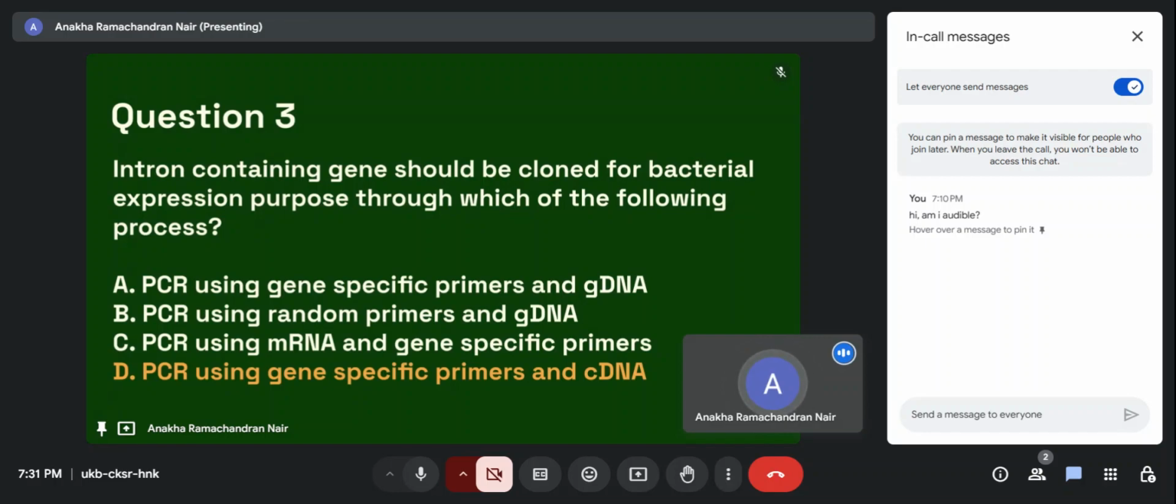mRNA cannot be used in PCR because it's RNA, and Taq polymerase will only function when you have a DNA template, right? So this is not the correct answer. Genomic DNA will have introns and exons, so if you use the genomic DNA to amplify the gene product, you will get mRNA with both introns and exons. You don't want that because the introns have to be removed. So what you use is the gene specific primers and cDNA.